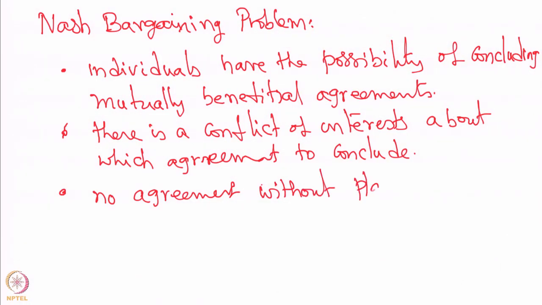And there is no agreement without player approval. Whatever agreement we are considering, the player should agree to this. Without their agreement, nothing will happen. These are the main points of the Nash bargaining problem.